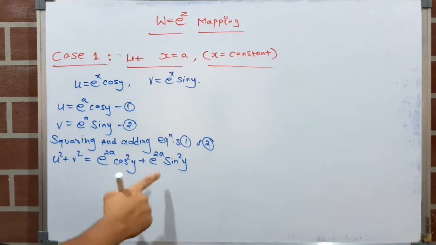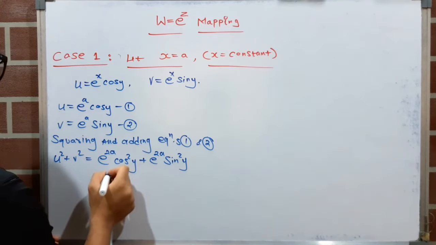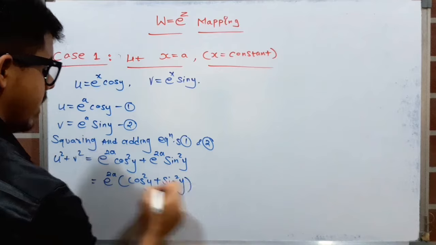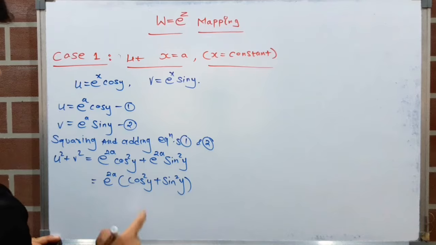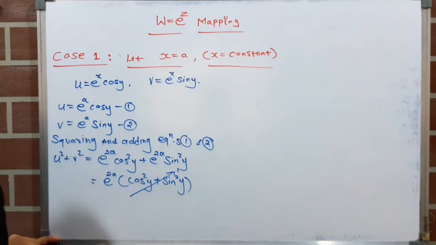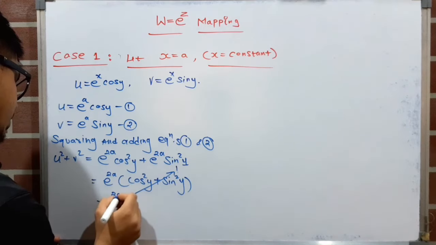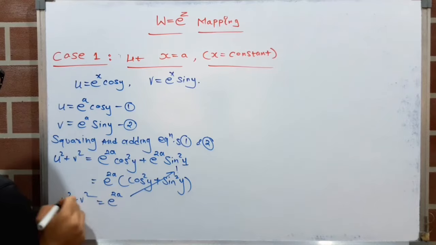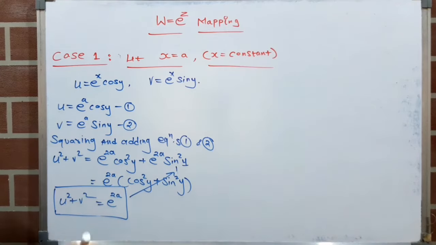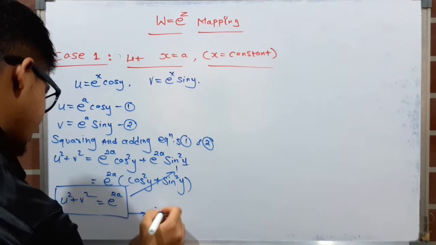Now you can see e raised to 2a is common, so we can take it out of the bracket. So e raised to 2a into cos square y plus sin square y. Now you know that cos square y plus sin square y is 1, because sin square theta plus cos square theta equals 1. So this whole term is 1. So we obtain the equation u square plus v square is equal to e raised to 2a. So this is the equation of a circle.